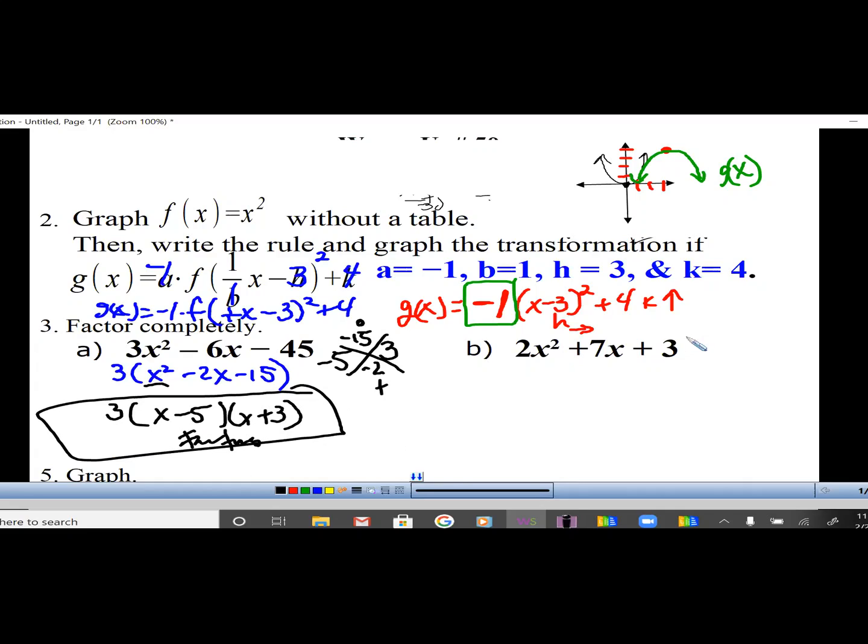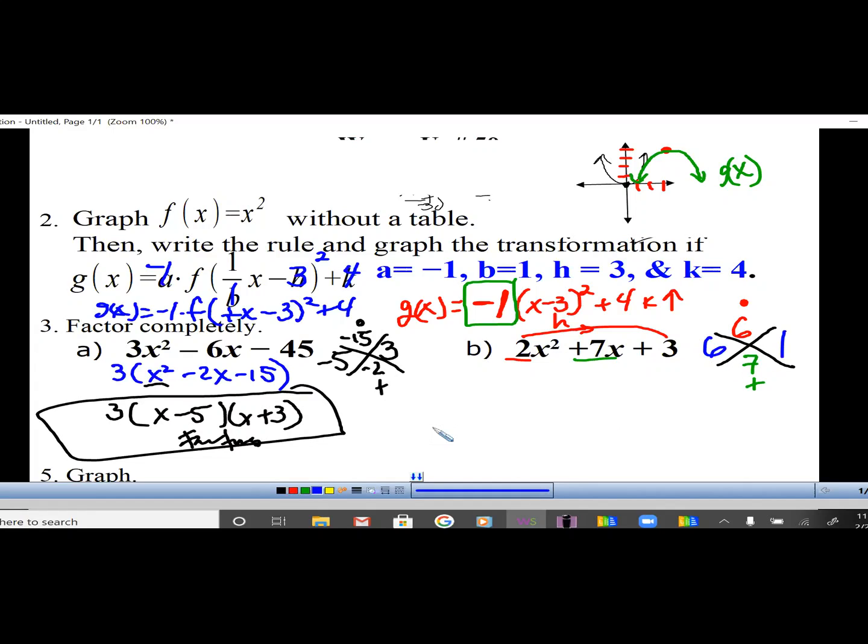Let's go to this one. Can we? Is there a GCF for part B? No, so that means I go straight to factoring. However, there's a leading coefficient. So the leading coefficient is 2. 2 times 3, that's 6. That's our product. Our middle coefficient, that's 7. That's our sum. Factors of 6 that add up to 7.